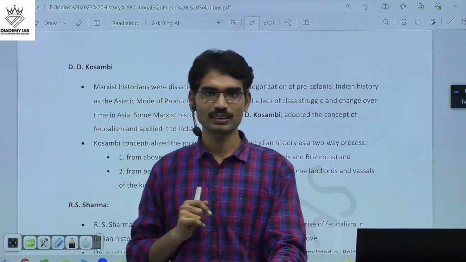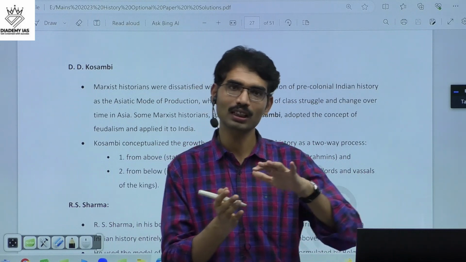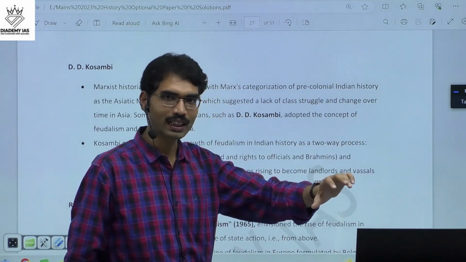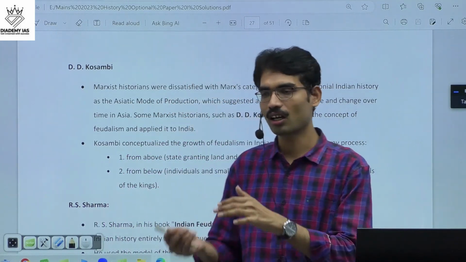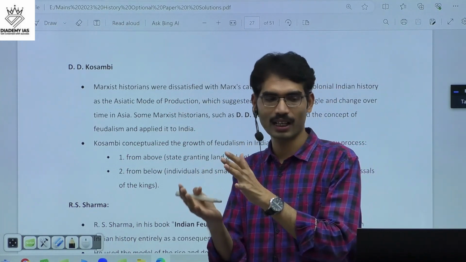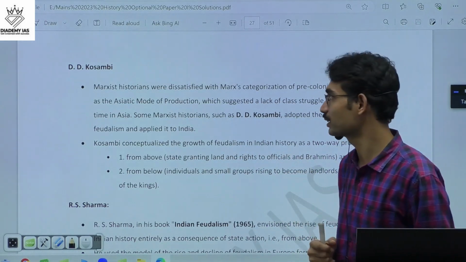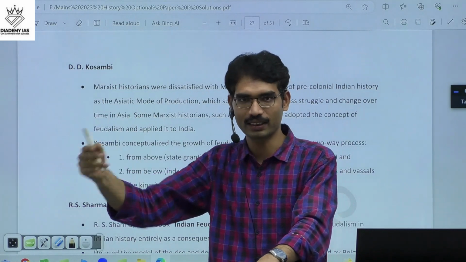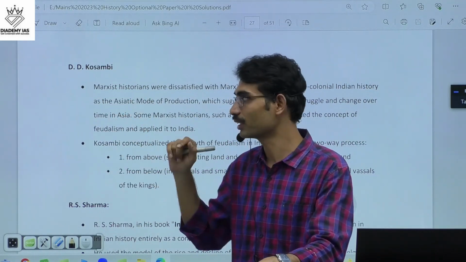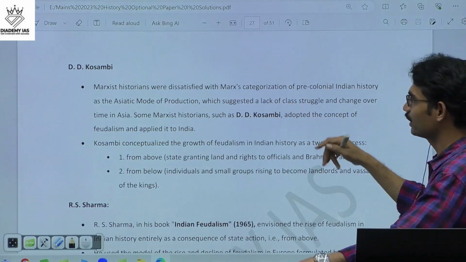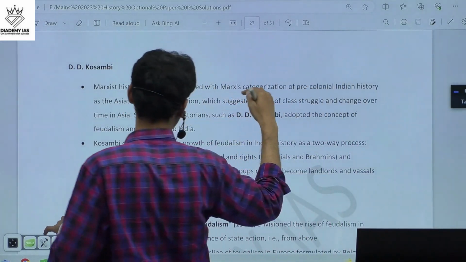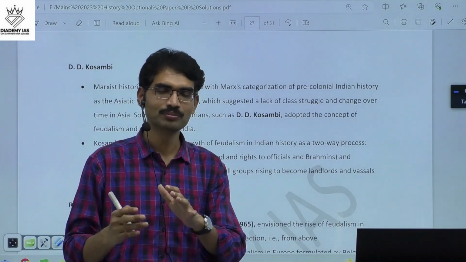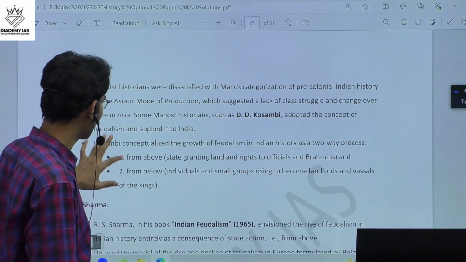When it comes to Marxist historians, they started talking about the common people: what is the economic nature, what is the condition of peasants, what is the condition of the ruler, the relationship between ruler and common people, and so on. D.D. Kosambi is the one who revolutionized this kind of interpretation, as a Marxist historian. He said that Marxist historians were dissatisfied with Marx. They did not apply exactly Marx's way of thinking. They applied it to the Indian context.